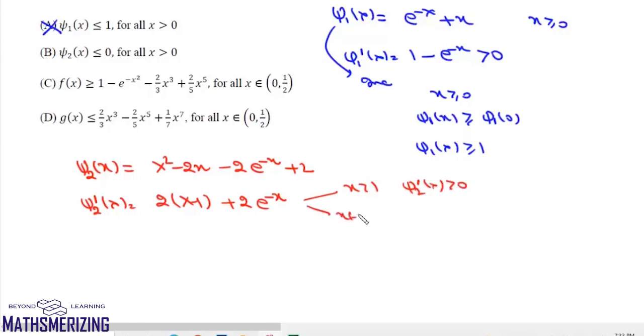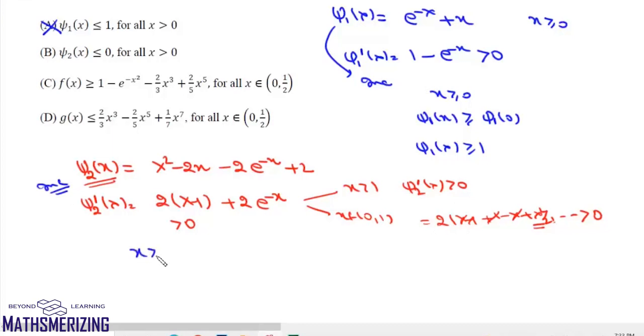Now when x lies between 0 and 1, if we expand it, we can write 2x minus 1 plus 1 minus x plus x square upon factorial 2. Now this 1 and x will cancel, and since we have this positive value, it will always be greater than 0. So this psi dash x is greater than 0 for all x greater than 0. So this psi of x is also a strictly increasing function.